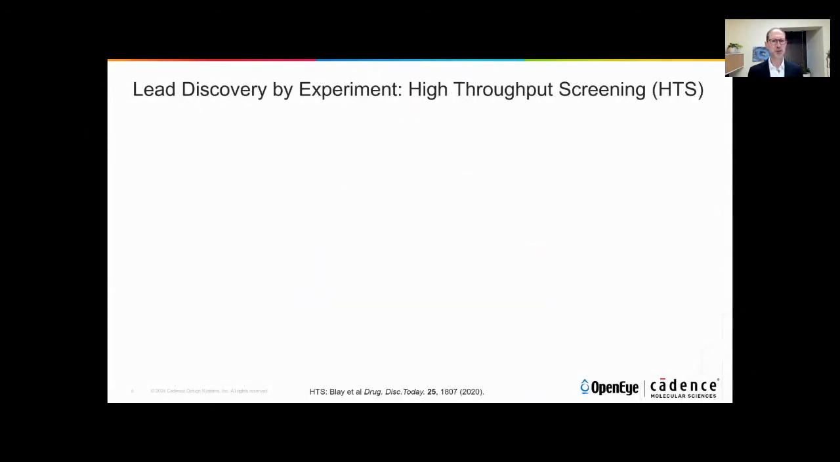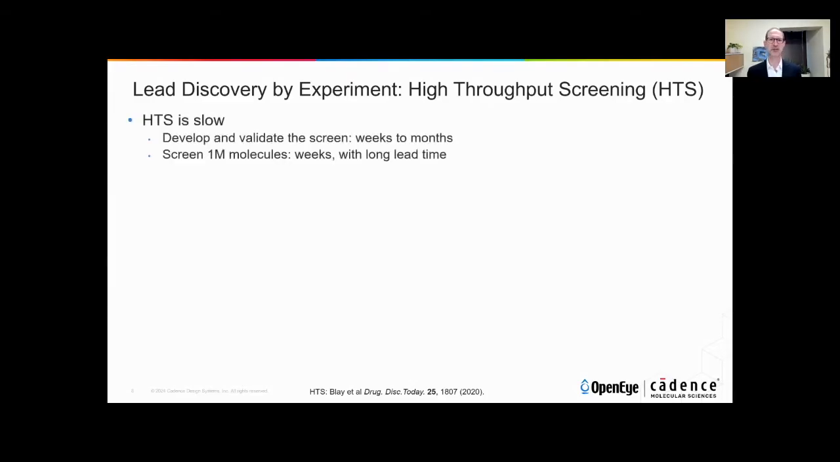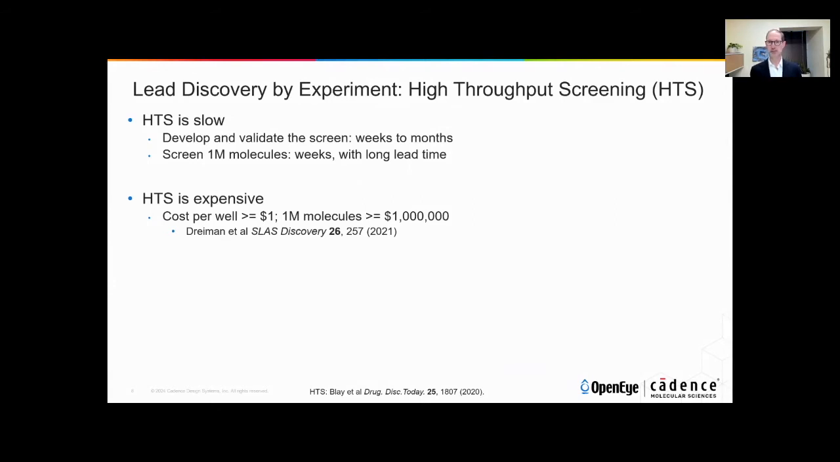Now, you might ask, why don't we just do this whole thing experimentally? So experimental screening of compounds, high throughput screening, HTS, is quite slow, unfortunately. To experimentally screen 1 million molecules will take weeks of time, and you'll probably have to wait months to get your particular set of experiments on the robotic platform. It's quite expensive, depending on the type of assay. You can easily spend $1 per well, so sometimes multiple wells per molecule, so well in excess of $1 million to screen 1 million molecules.